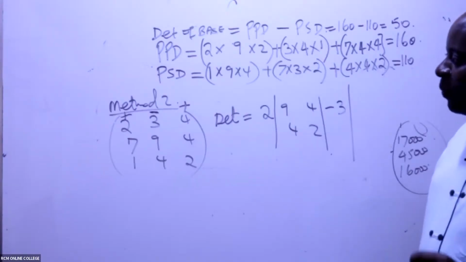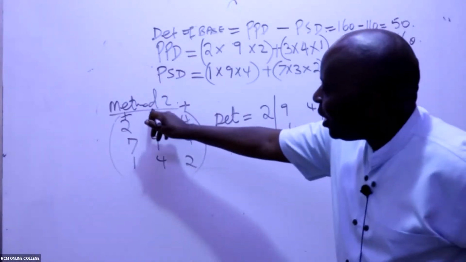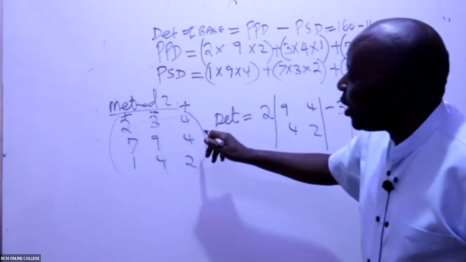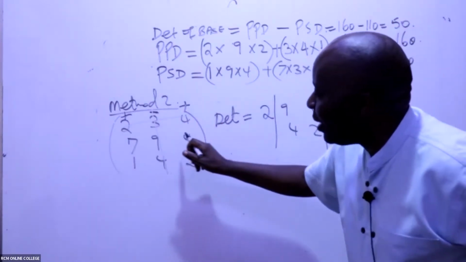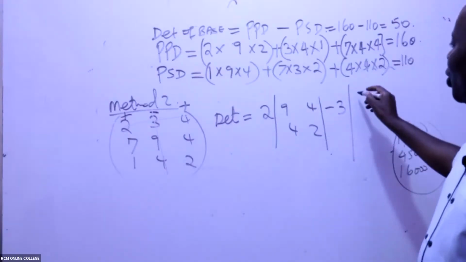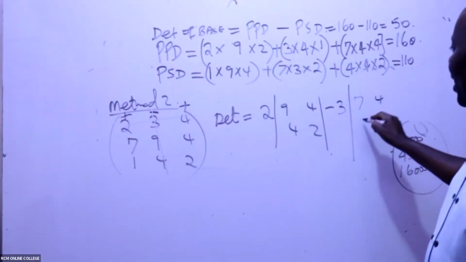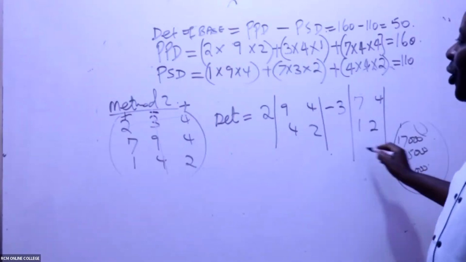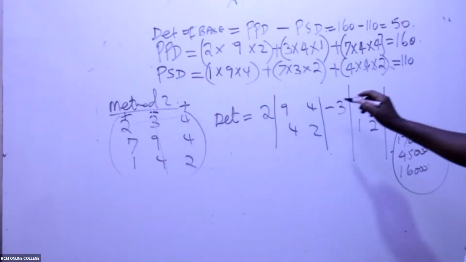Thank you so much. If I was to hide these three, column-wise and row-wise, the numbers left will be 7, 4, 1, 2. So we have here 7, 4, and then 1, 2. You pick the third number, which is positive 4.